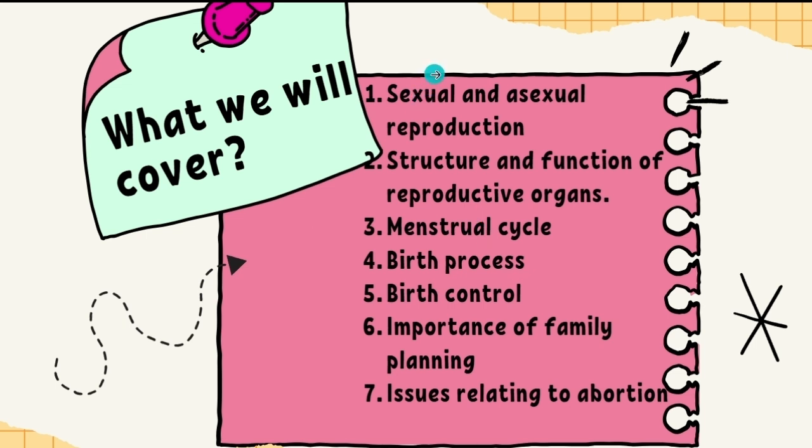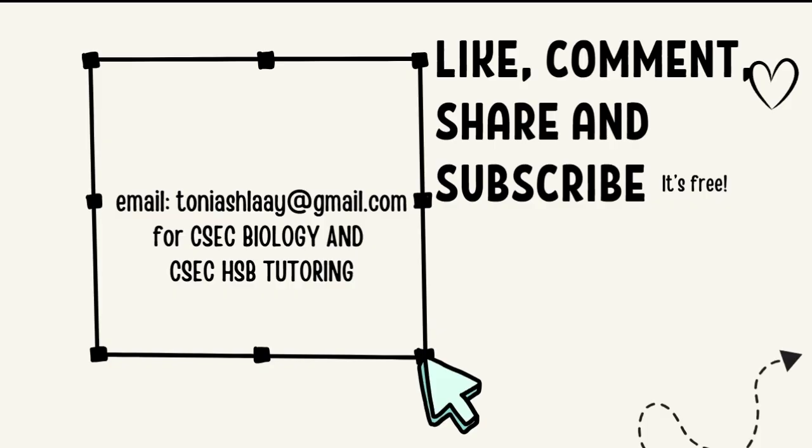So what you need to do is know about these things: the differences, the advantages and disadvantages, the structure and functions. Be able to explain the menstrual cycle, or if you're given a diagram, be able to interpret it. Know the birth process, the different methods of birth control, the importance of family planning, and the issues relating to abortion, right? So these are all of the topics that we went through today.